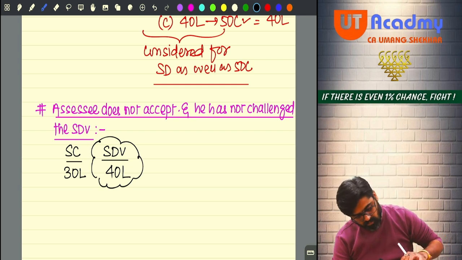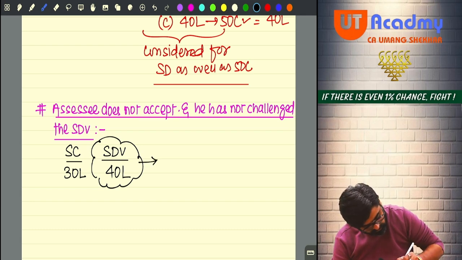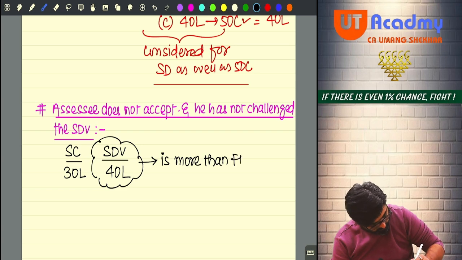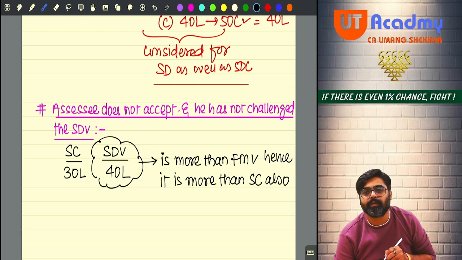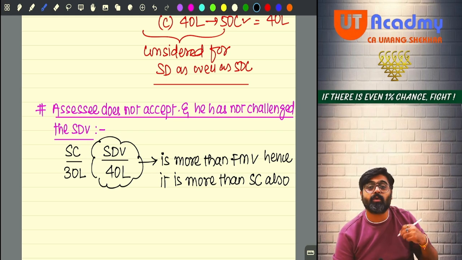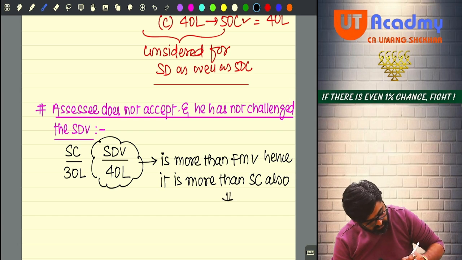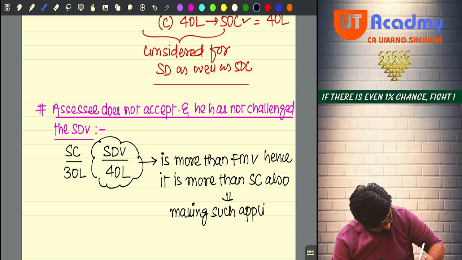You don't accept this stamp duty value, and you have not challenged it. What you are telling is that this stamp duty value is more than the fair market value, hence it is more than the sale consideration of the property also, and you are making such an application to the assessing officer.